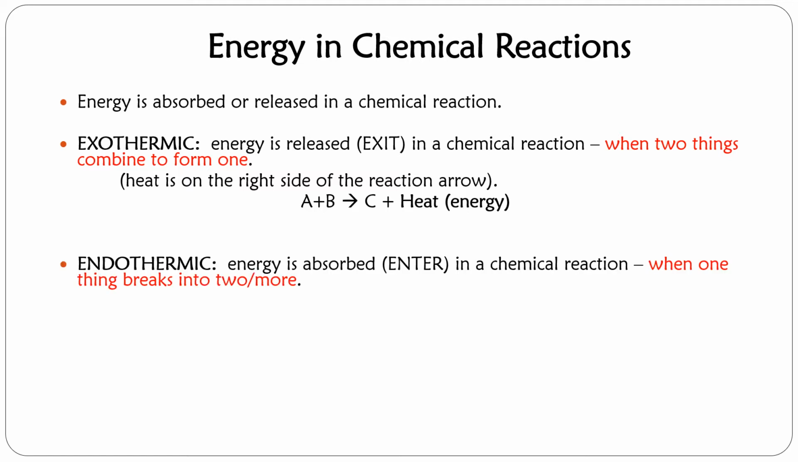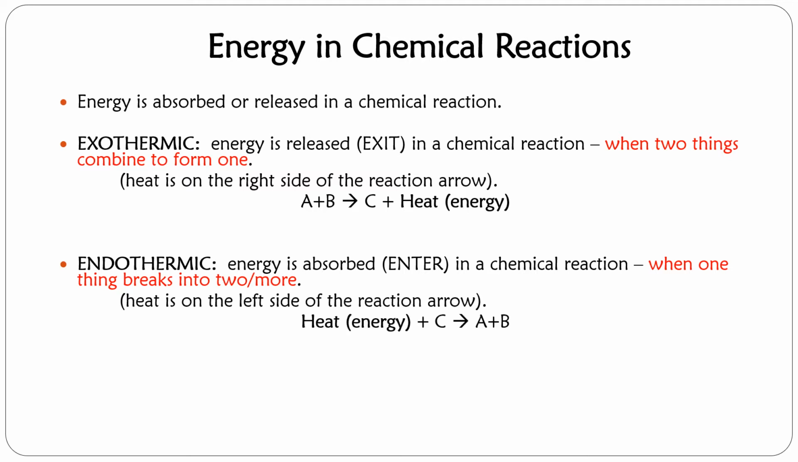Endothermic reactions, on the other hand, are when you have one thing and you are breaking that one thing into two or more smaller things. So that type of reaction will require energy. You will need some sort of heat energy, some sort of force to start that breaking process for this one substance. So let's say you have this substance C, you will provide that with some heat energy, so that substance C will break down into substance A and substance B.